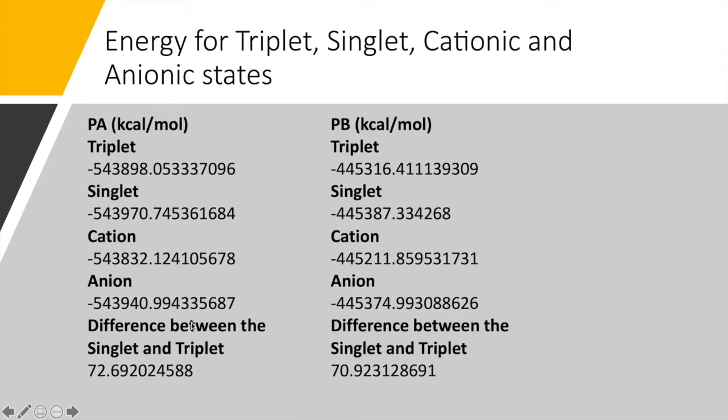So here are the values I got from the calculations. As you can see, the lowest value for each is the singlet. This is what we call the ground state. Now, from this, we can do calculations, and that's on the next slide.